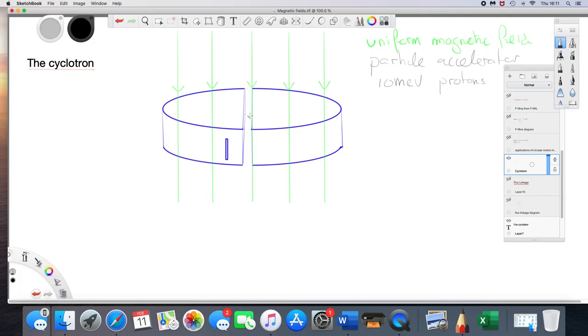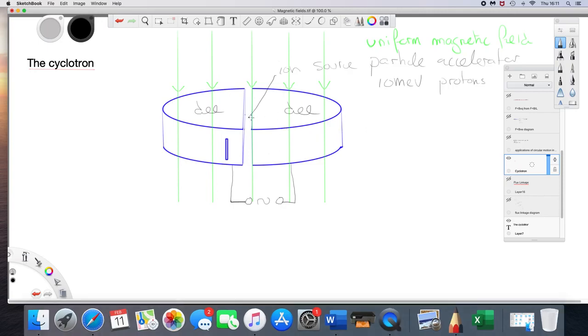You have here your ion source. So between these two Ds, they are called, for obvious reasons. And these Ds are held at a PD to each other. It's an alternating PD, as you'll see in a moment. The Ds are sitting in this uniform magnetic field. Now I have chosen this field to be down through the Ds.